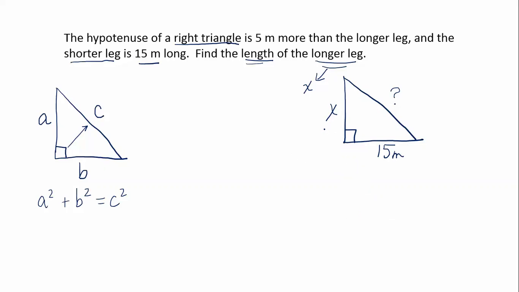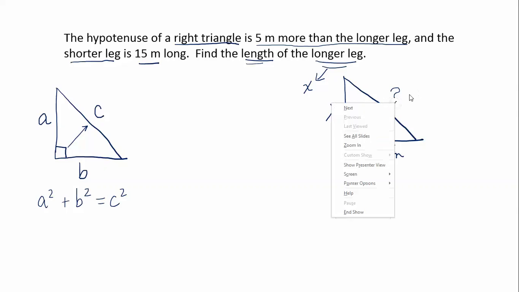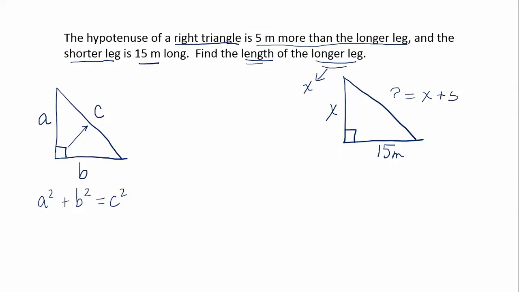Let's look at how the hypotenuse is described. The hypotenuse is described as being 5 meters more than the longer leg. So since we labeled the longer leg x, this is going to work out really well because we can just say that the hypotenuse is x plus 5. Okay, now that we have some kind of an expression to represent each side of the right triangle, we can go ahead and make a relationship between these using the Pythagorean theorem.